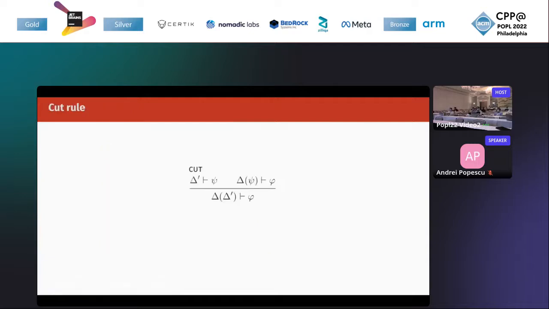Finally, the last rule of the sequent calculus to mention is the cut rule. It says that if we can prove some formula psi, then we can essentially use psi as our assumption. Intuitively, the cut rule allows us to prove and use intermediate lemmas. Alternatively, you can think of the cut rule as a rule that forces the provability relation to be transitive.